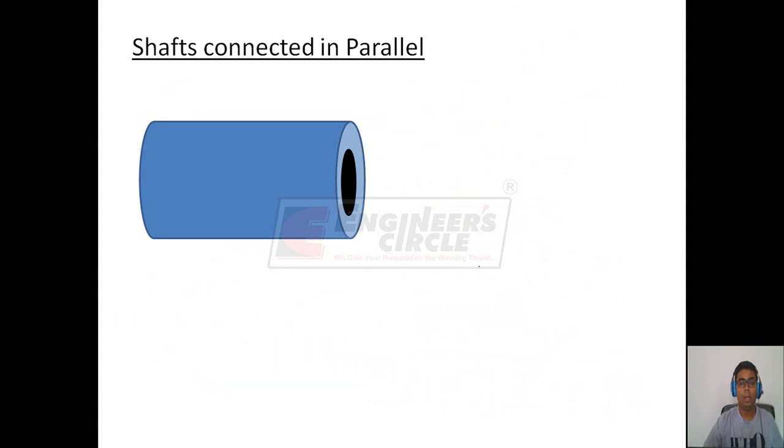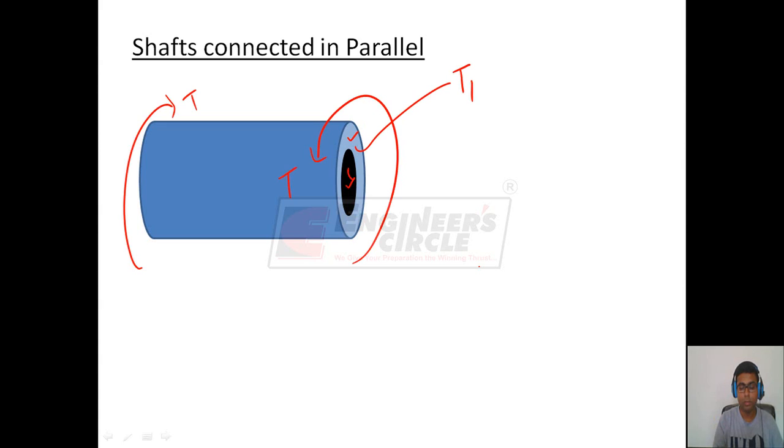Now, shafts in parallel. Shafts are said to be in parallel when we have one shaft like this and another like this. Suppose they are subjected to total torque T. Then out of this total torque T, some will be acting as a load on this cross section and some on this cross section. So out of total load T, some will be acting as T1 on the outer shaft and some acting as T2 on the inner shaft.